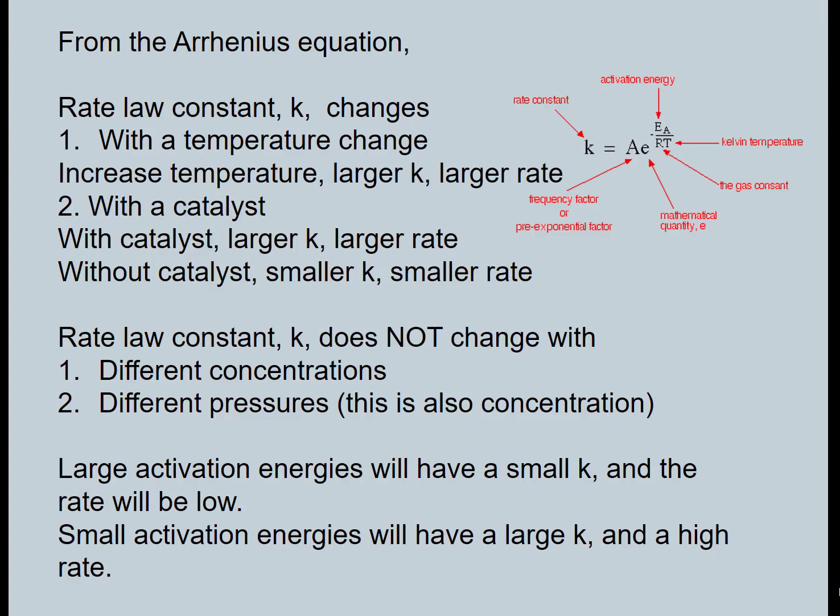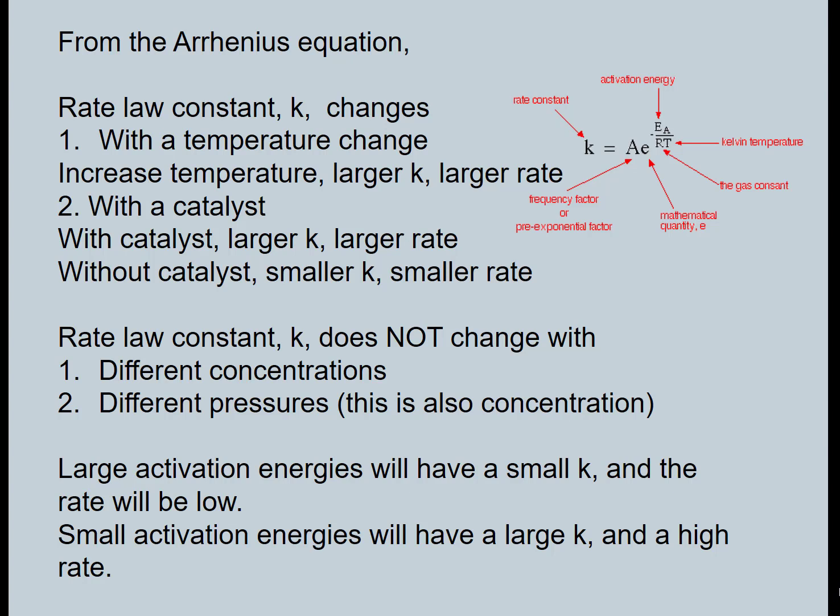The Arrhenius equation used to be in the AP program, and they used to give it in your data sheet. It's a way to mathematically describe what is on this slide. They've taken away the equation, and instead you just need to know the concepts. So the rate law constant K changes with a temperature change and with a catalyst, but that's it. If you increase the temperature, that gives you a larger rate law constant and therefore a larger rate. With a catalyst, it gives you a larger K and a larger rate. Without a catalyst, you would have a smaller rate law constant and a smaller rate.